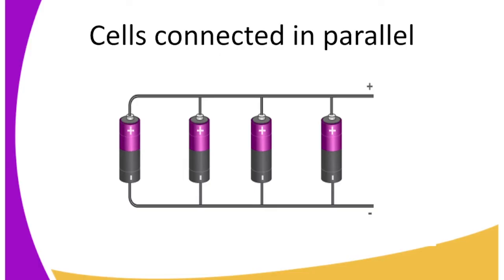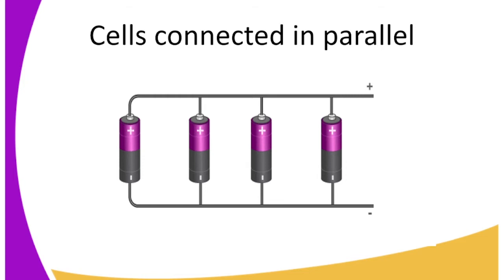Cells connected in parallel. When cells are connected in parallel, the like terminals are connected to each other. For example, the positive terminal of the battery is connected to another positive terminal of the battery, and the pattern continues. The negative terminal of the battery is connected to the negative terminal of the battery, and the pattern continues.